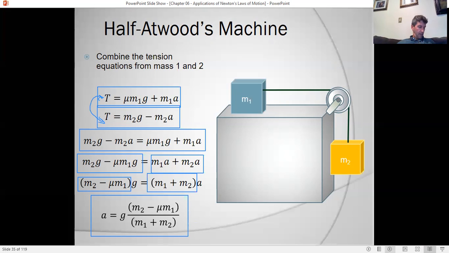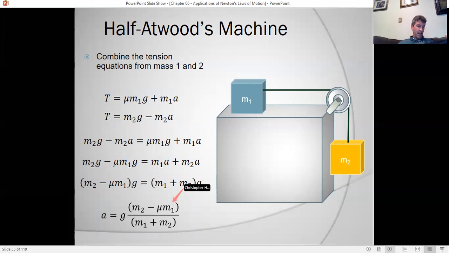Few differences. With the Atwood's machine, it was minus m1 over here, but instead it's minus mu m1. Very, very similar. But again, you still have m1 plus m2 in the denominator, you still have g over here, you still have m2 over here. So the half Atwood's machine with friction is just a little more complicated than the Atwood's machine, but really not that bad.